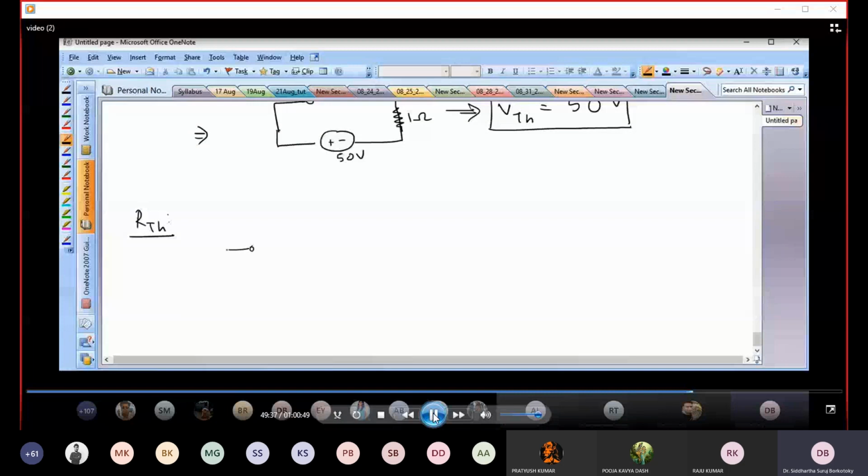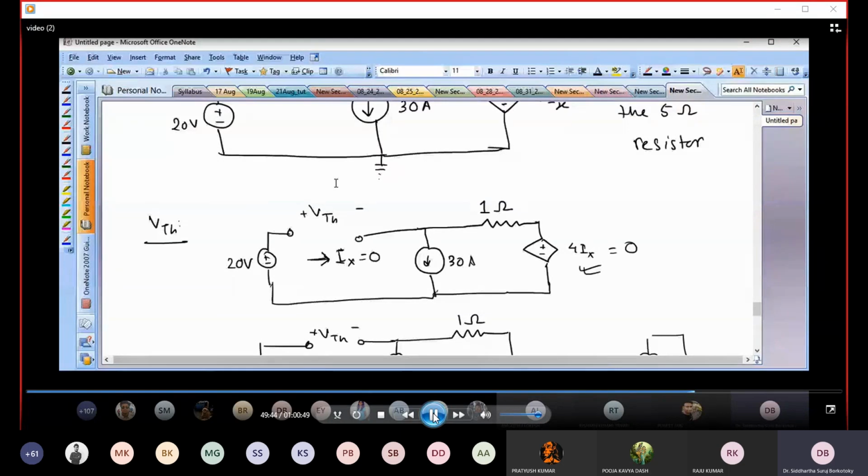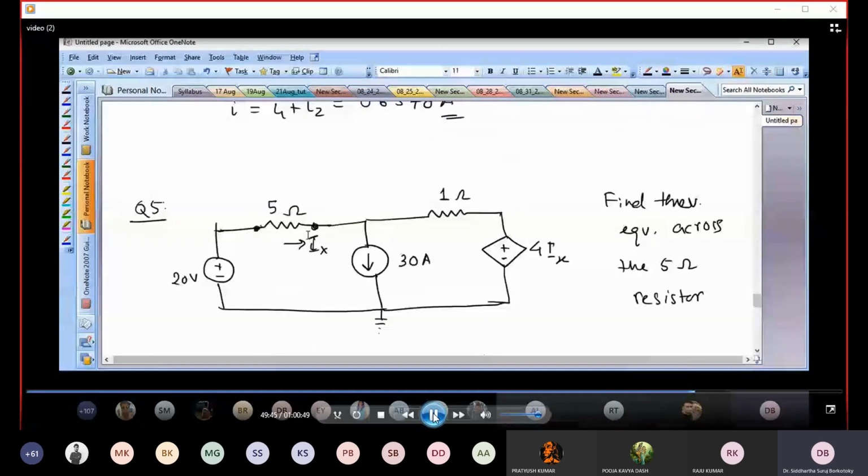So again, we have the same circuit. For RTH, what we need to do? So we need to go back to the circuit. Across these output ports, in this case, again, this output port is actually A and B. Suppose across A and B, I am going to put a test source. Why test source? Because there is a dependent source in here.